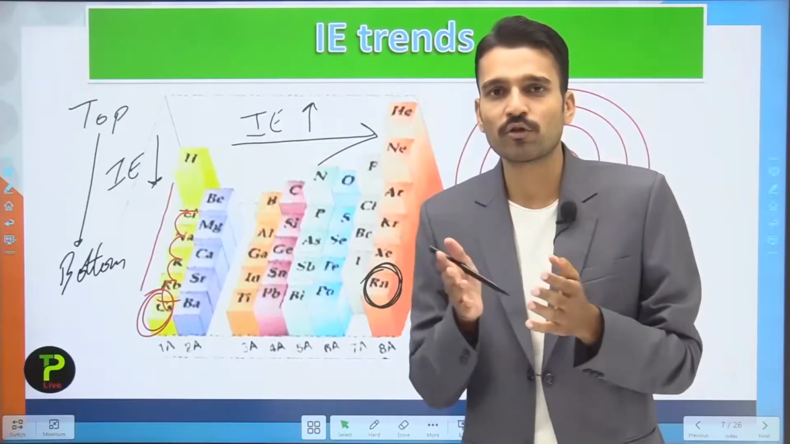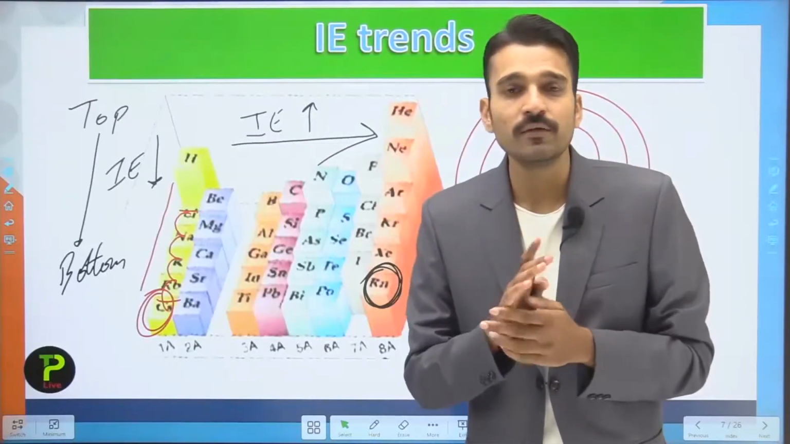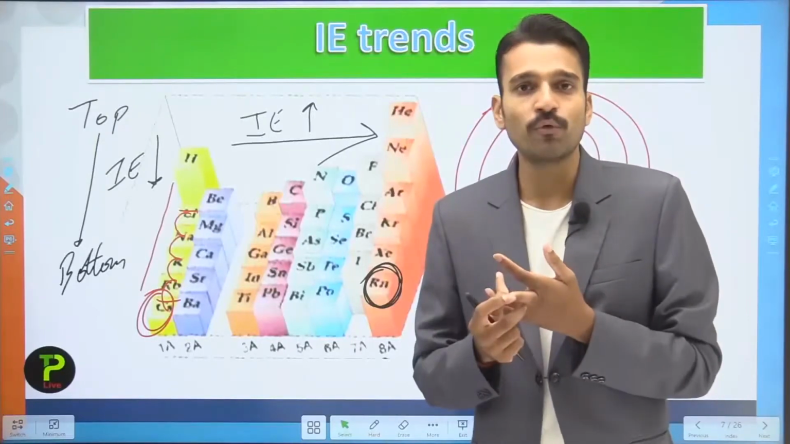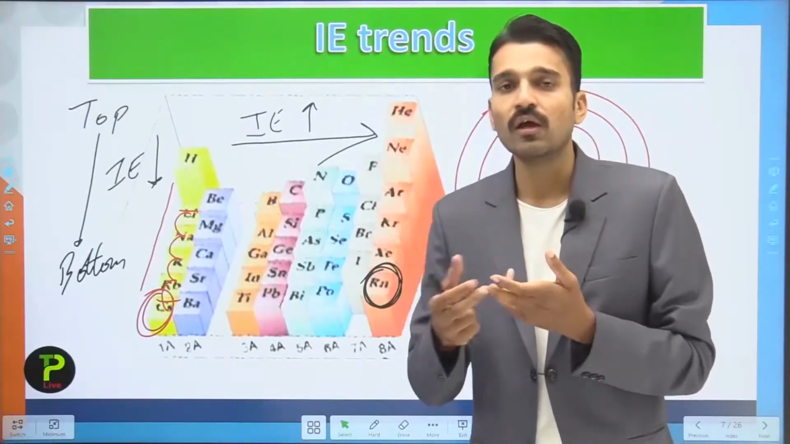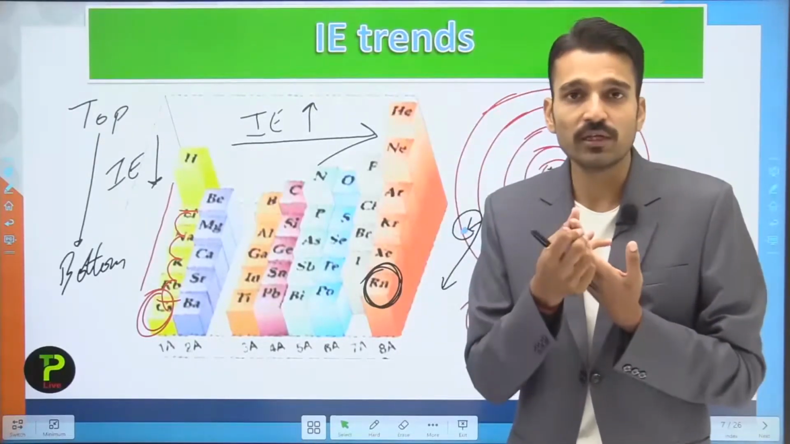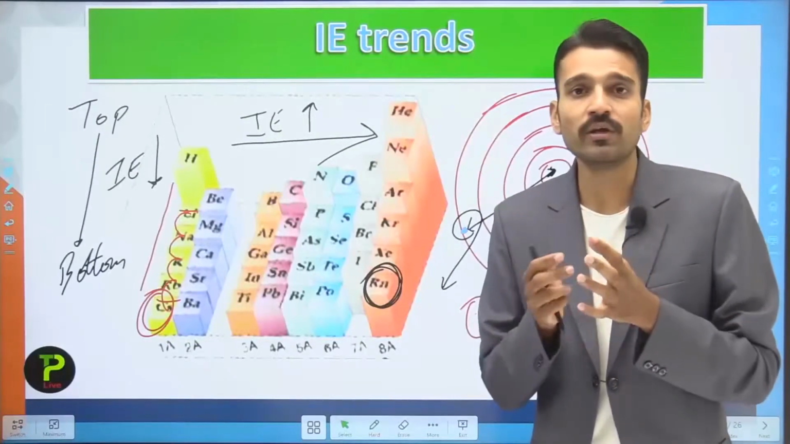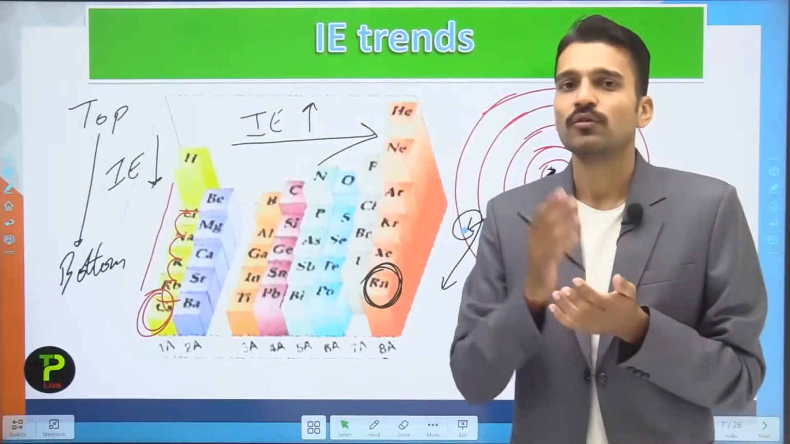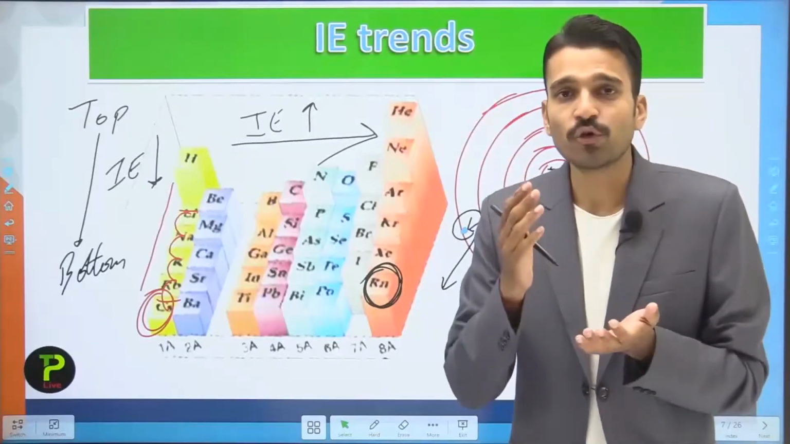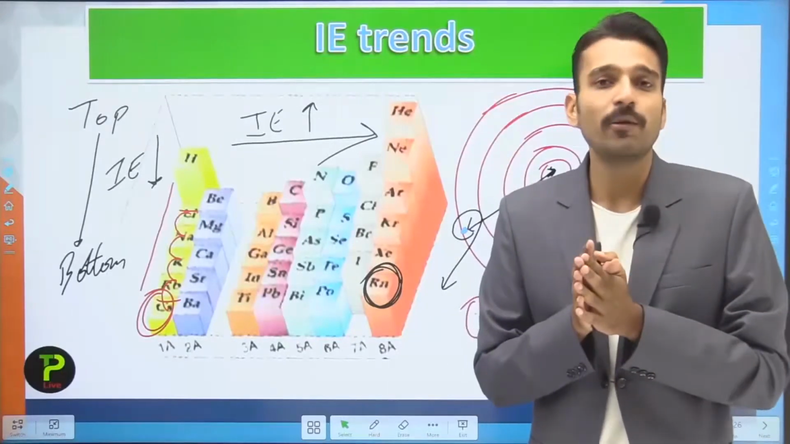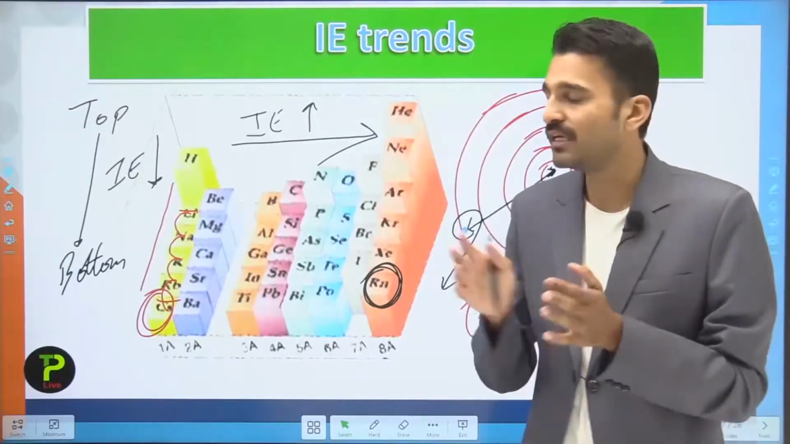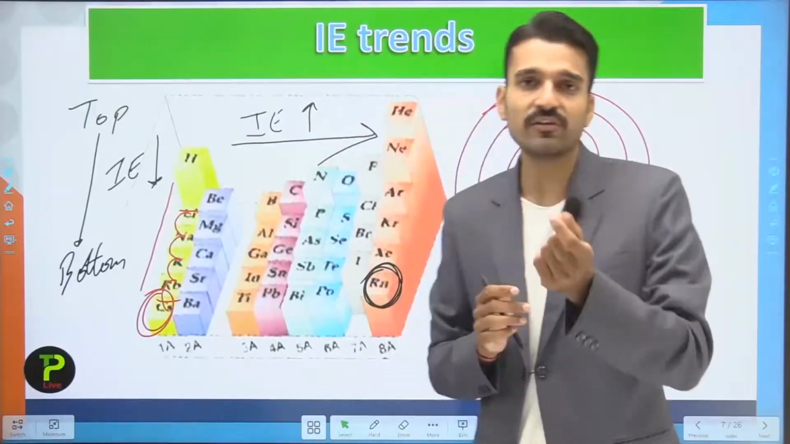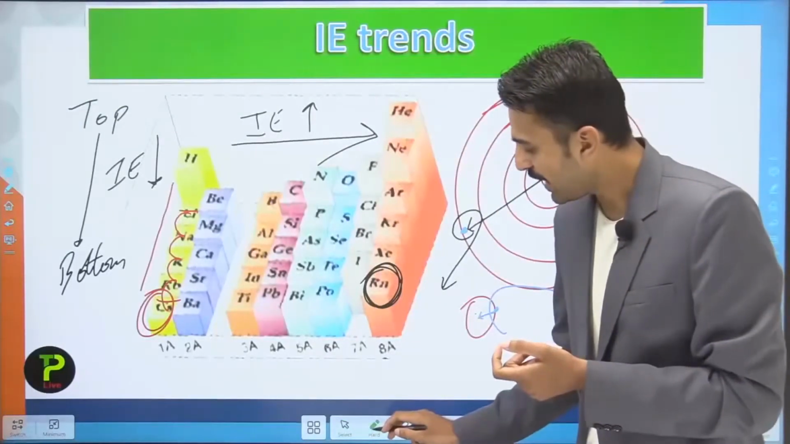Because while moving across a period, the number of shells remains the same. What happens? Only one electron as well as one proton increases along with the neutrons, but the force of attraction between the nucleus and the electrons keeps on increasing, and also there is a repulsion between some electrons. So we can see that the force of attraction is greater than the repulsion between the electrons. So while moving in a period, the ionization energy increases with some particular exceptions.